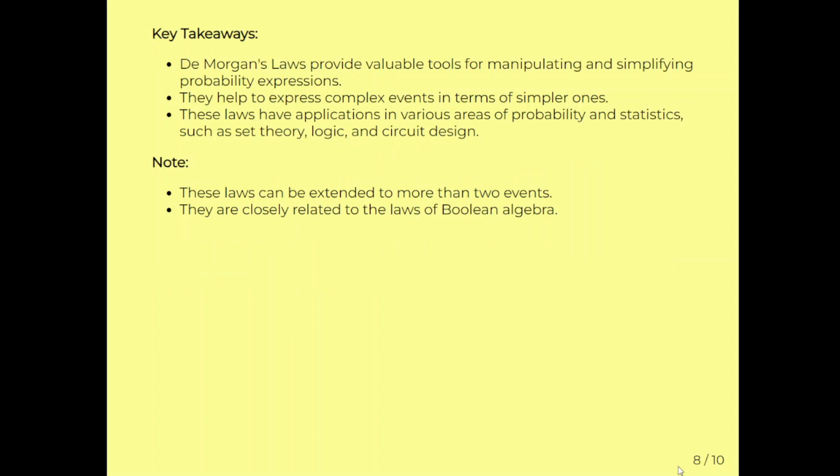Okay. So the key takeaways: De Morgan's laws provide valuable tools for manipulating and simplifying probability expressions. They help express complex events in terms of simpler ones. And these laws have applications in various areas of probability and statistics, as well as set theory, logic, and circuit design. They can be extended to more than two events, and they are closely related to the laws of Boolean algebra. In fact, you will probably see them directly in Boolean algebra. Okay, we'll leave it there.